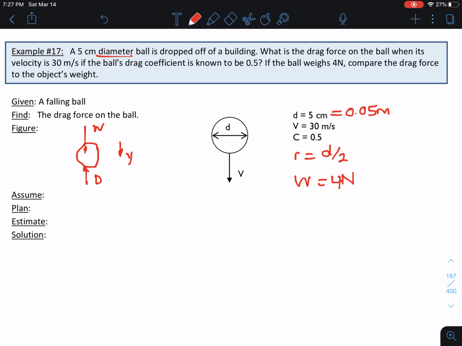Okay, so let's just find out the drag force on the ball. So what assumptions do we make? We do not ignore air resistance, right? Because we have drag. And important thing is, again, that drag coefficient. We're going to say that drag coefficient is constant.